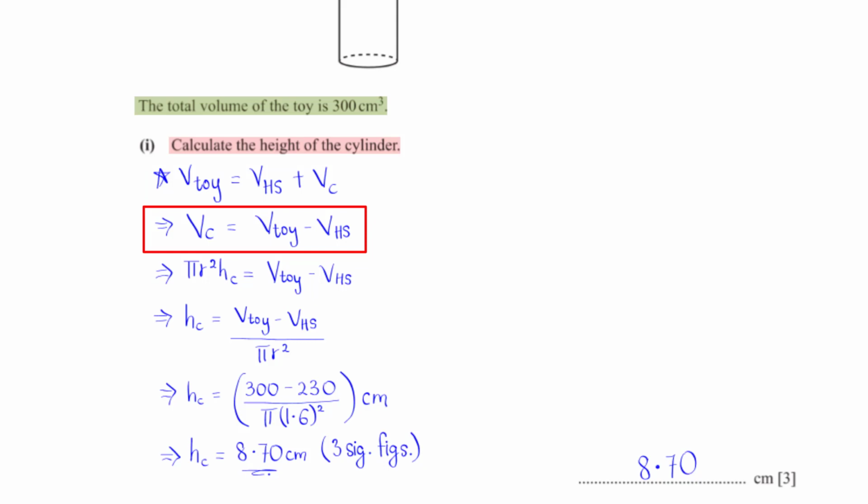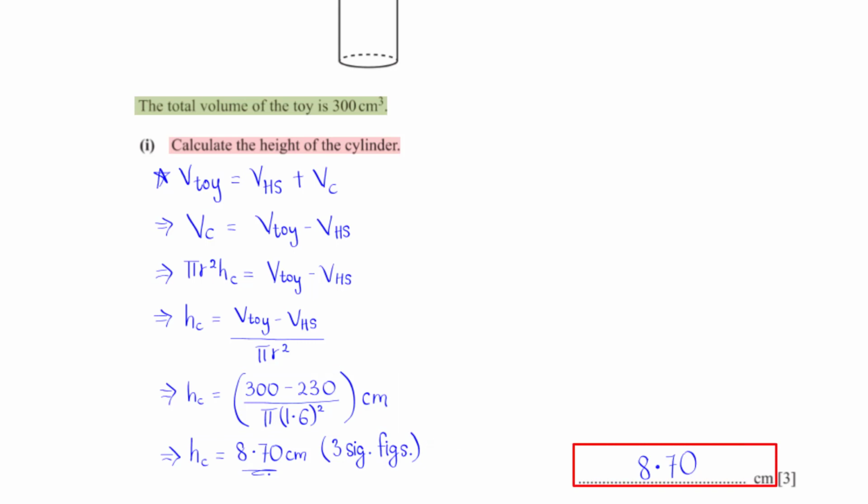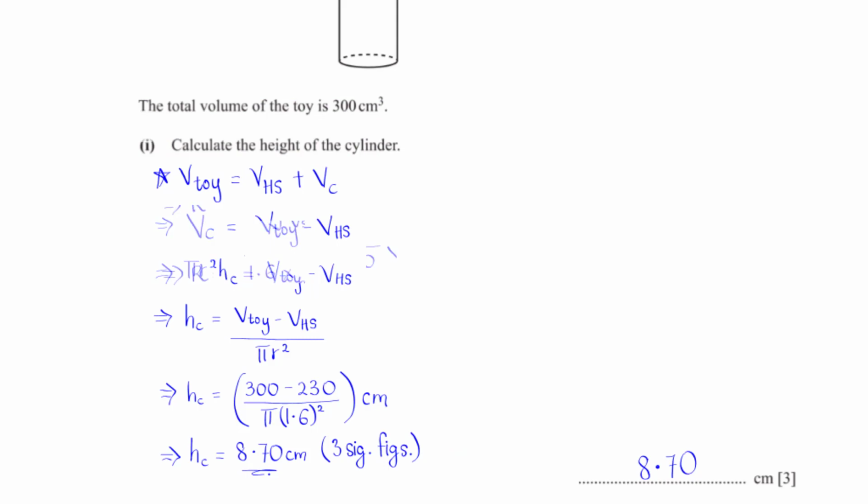The formula for the volume of a cylinder is pi r squared h. We want to find h, so when we make h the subject, this is what we have. The volume of the toy has been given as 300 centimeters cubed, and the volume of the hemisphere is 230 centimeters cubed. We also know the radius of the cylinder is 1.6 centimeters. When we type this into the calculator, we get 8.70 centimeters rounded to 3 significant figures.